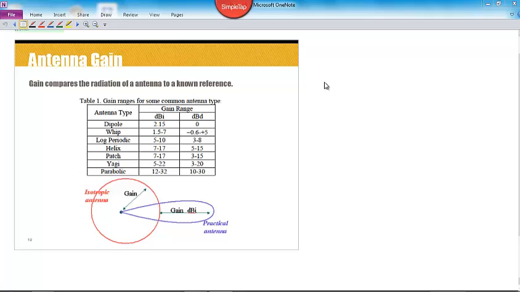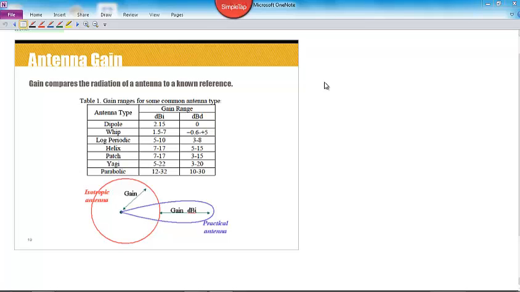So now that we've covered directivity and efficiency, antenna efficiency, we can move on to what is often considered the most important parameter for an antenna, which is the gain. And the gain of an antenna is the ratio of the radiation intensity in a given direction to the radiation intensity that would be obtained if the power accepted by the antenna were radiated isotropically.